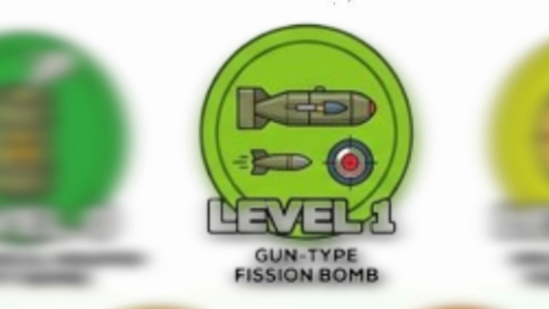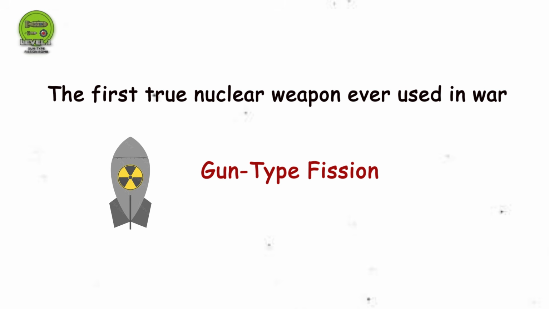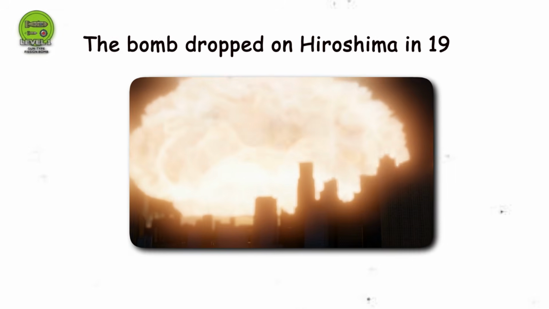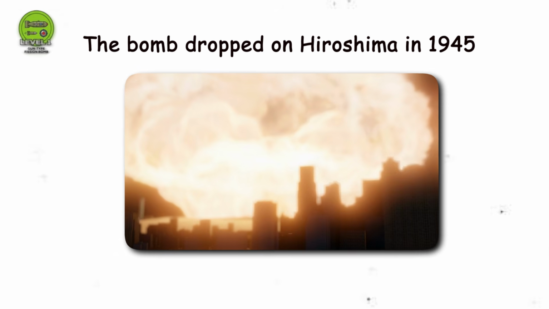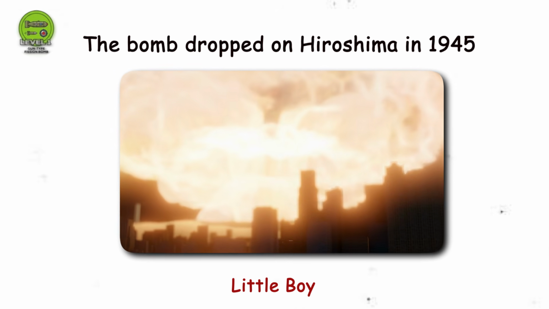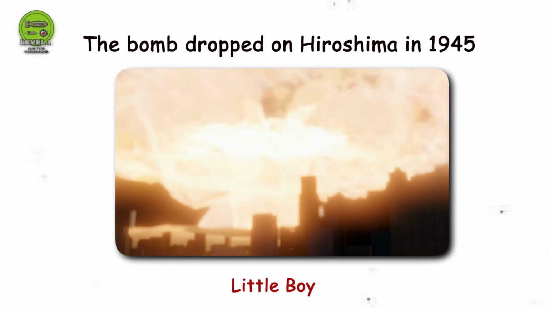Level 1. Gun-type fission bomb. The first true nuclear weapon ever used in war belonged to the category known as the gun-type fission bomb. This design relies on nuclear fission, a process where heavy atomic nuclei split apart and release energy. The bomb dropped on Hiroshima in 1945, known as Little Boy, used this exact type of mechanism.